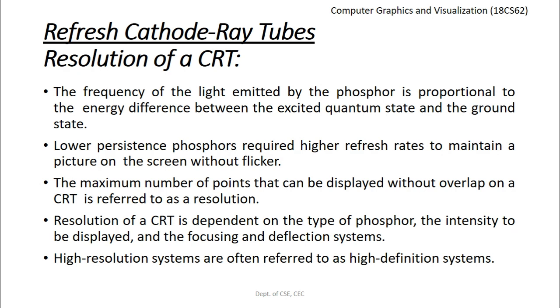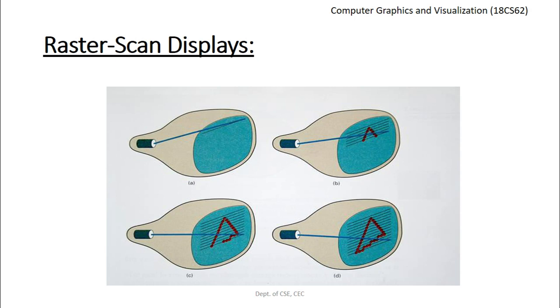So we discussed the components of a CRT, the working of the deflection mechanisms, magnetic coils as well as electrostatic deflection, and how the electron beam causes the phosphor to illuminate on the screen. We also discussed the resolution of a CRT. Let us try to understand two different types of displays: raster scan displays and random scan displays. Let us first try to understand raster scan displays.